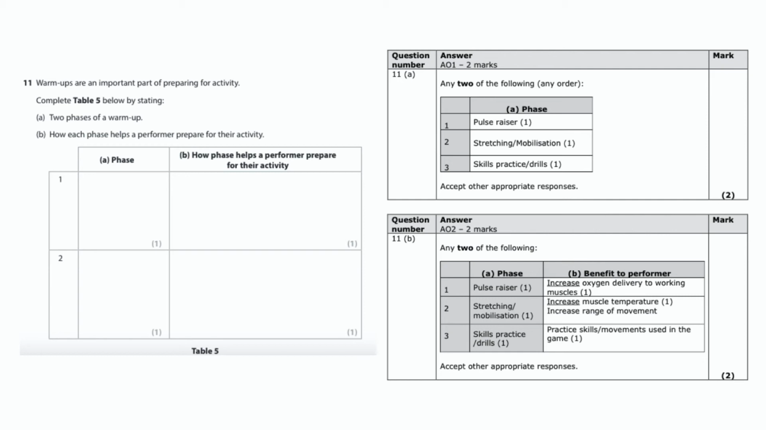The second phase of the warm-up is stretching. And the way this helps performance in your activity is that your muscles are then ready to stretch to their maximum capacity. So you're less likely, therefore, to suffer from an injury during your match or during your event. And the final stage, if you went for this one, is the skills practice. The way that helps performers in their activity is it helps prepare you psychologically, and therefore you're starting to build confidence before your match or before your event.